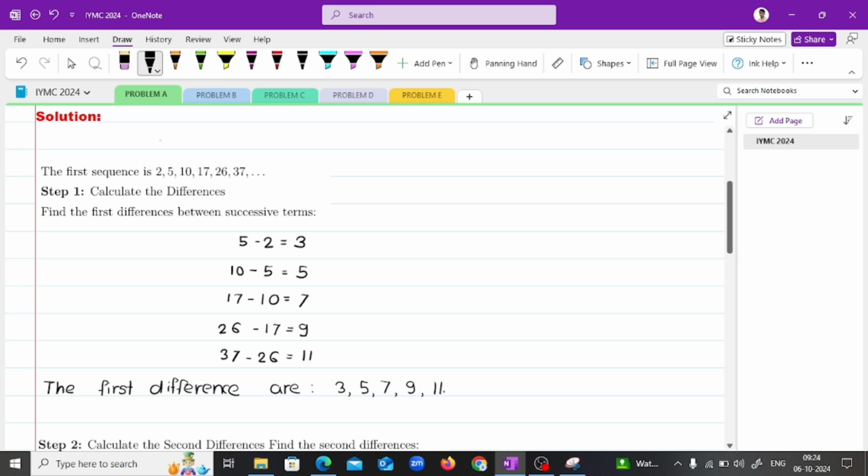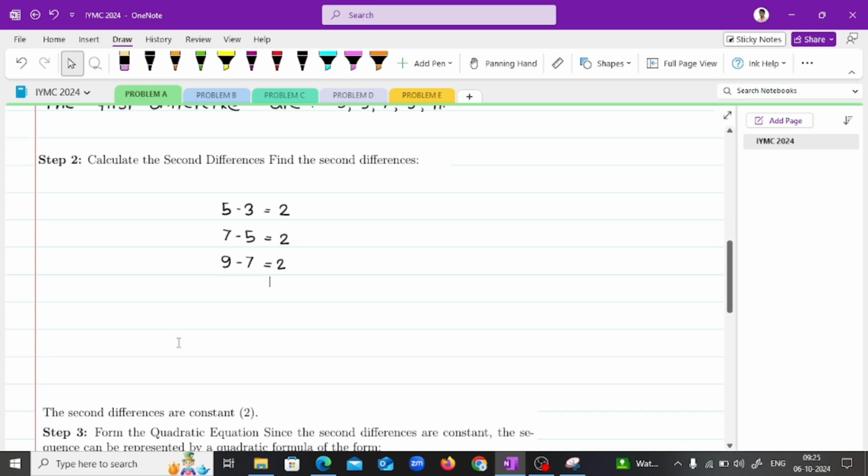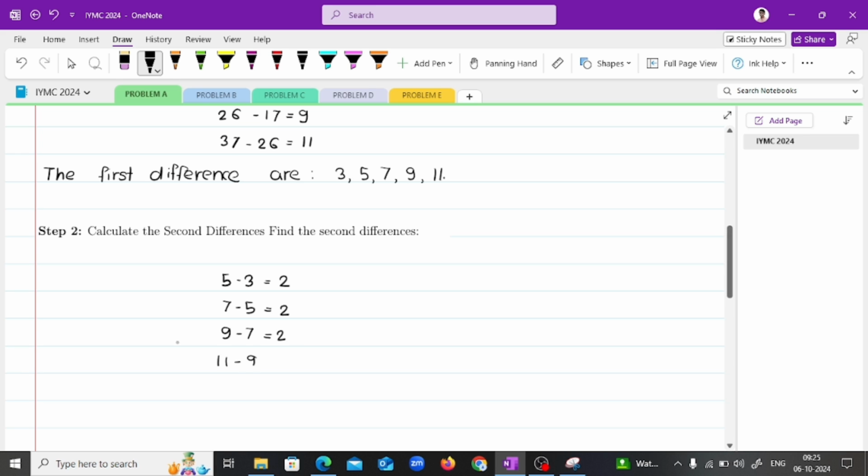Okay, so in the second step we will calculate the second difference. We will calculate the second difference by finding the difference between two consecutive first differences. First I will subtract 3 from 5, that is 5 minus 3 is equal to 2. Then I will subtract 5 from 7, that is 7 minus 5 is equal to 2. Then 9 minus 7 is equal to 2. Then 11 minus 9 is equal to what? 2. Okay, so the second differences are constant.